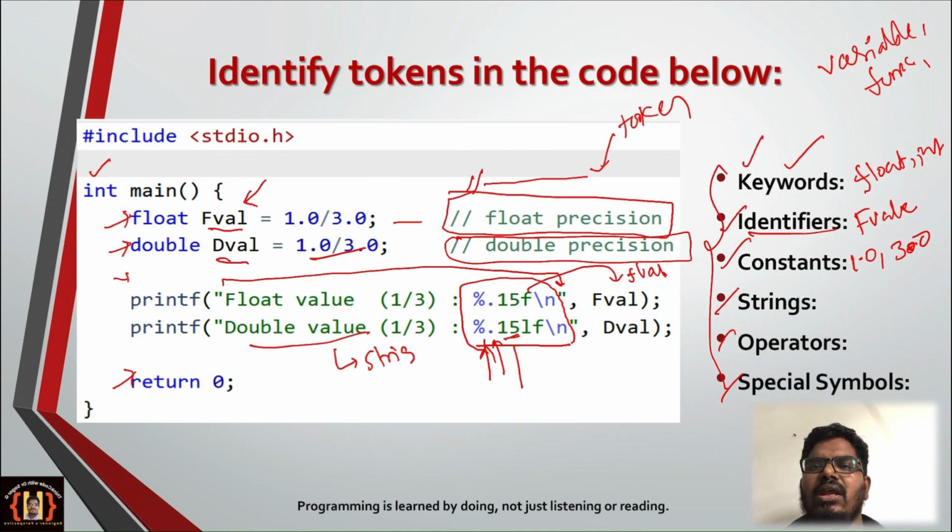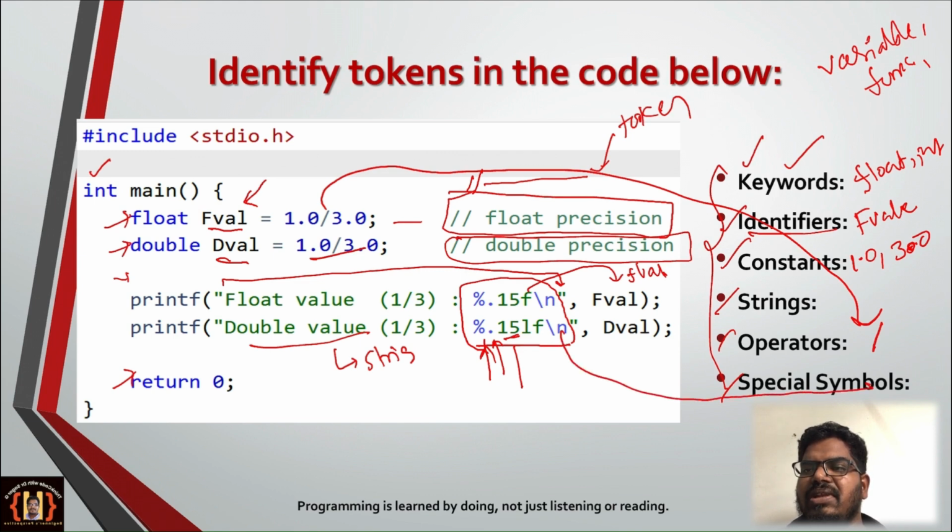And what are the operators here? The operator here is the division operator. And what are the special symbols? The special symbol here is slash n, which indicates that the next output is printed on a new line.